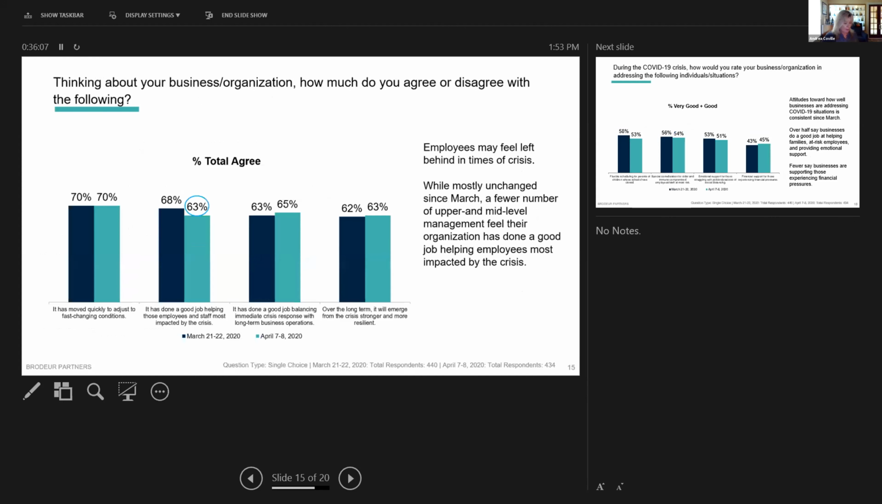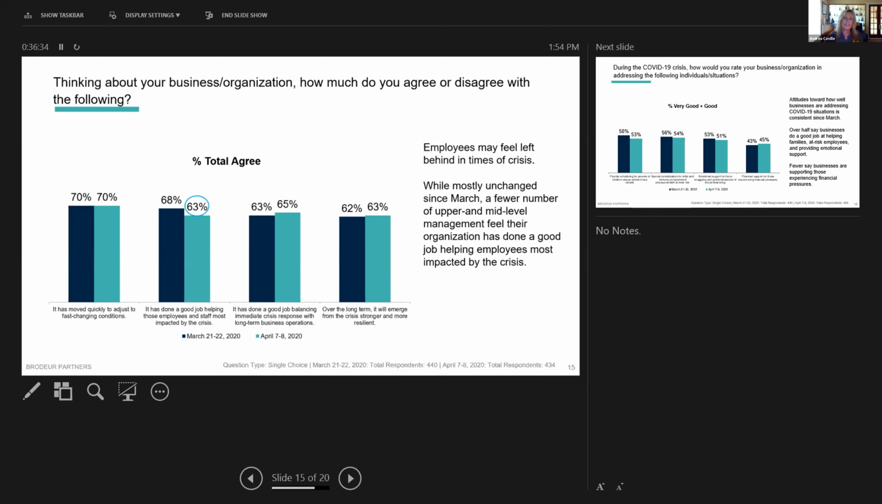So if you think about your business or organization, how much do you agree or disagree with the following? Again, employees are starting to feel like they may be left behind in times of crisis. They feel their organizations are doing a good job taking care of the organization, thinking about what they need to do to plan ahead for whatever the economy brings.